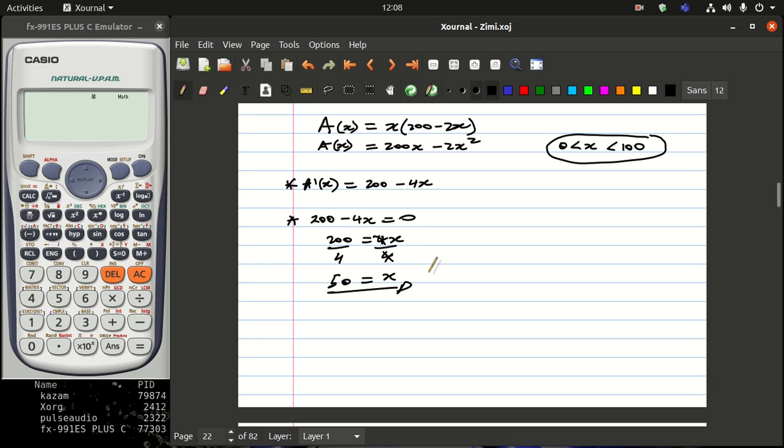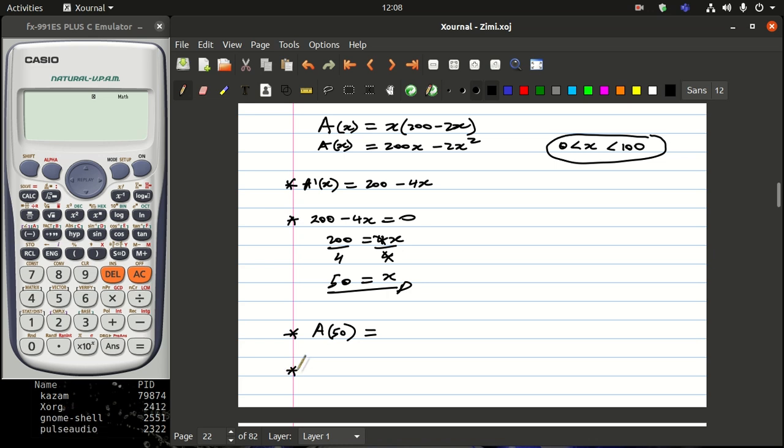So we have our x here. This is one of the values that make the derivative equal to 0. Of course, we don't have to check for values of x that make this undefined, because this function is defined everywhere. It's a polynomial, so we only end up here. The next thing you want to do is find the area when x is equal to 50.